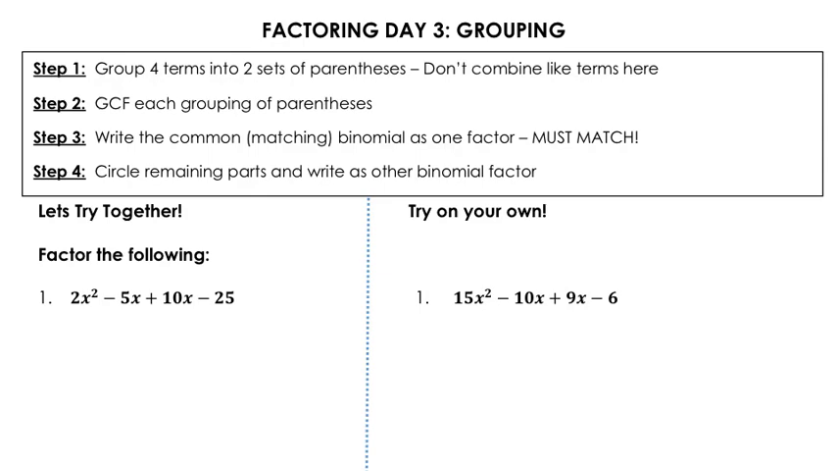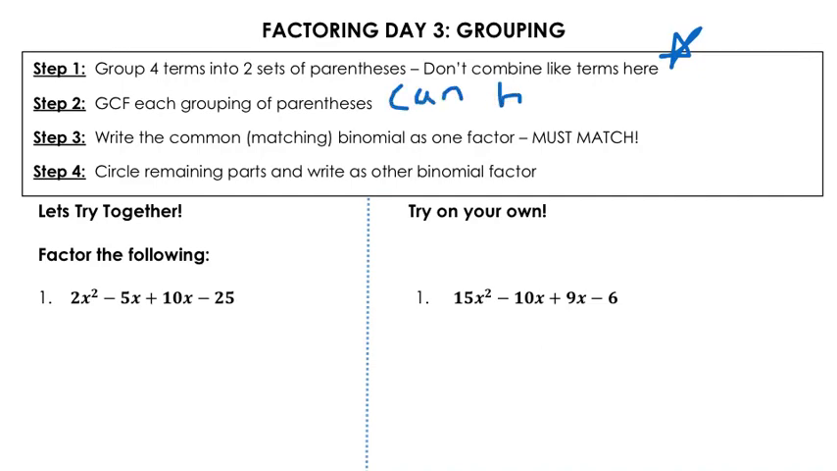Today we have factoring day 3, factoring by grouping. Step 1, you're going to group the 4 terms into 2 sets of parentheses. It's really important that you don't combine like terms. You might be tempted to do that right off the bat, but we don't want to do that when we're factoring by grouping. Step 2, we want to find the GCF of each grouping of parentheses.